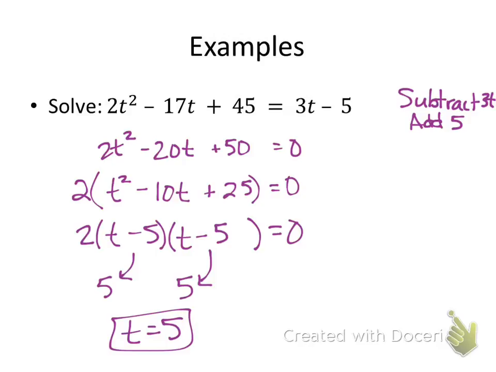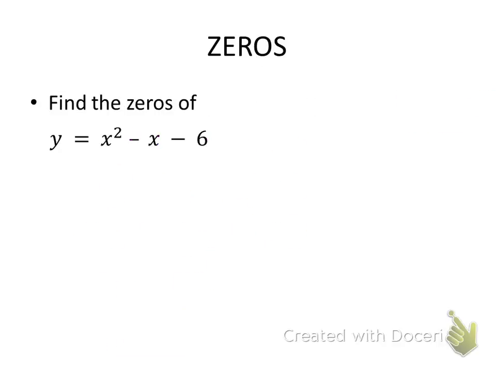Now, on the next slide, we're going to figure out why is this important? Why would we solve for this stuff? Why have it equal to 0? There is a purpose for this, and it deals with the graph of a parabola. Everything goes back to graphing parabolas. All right.